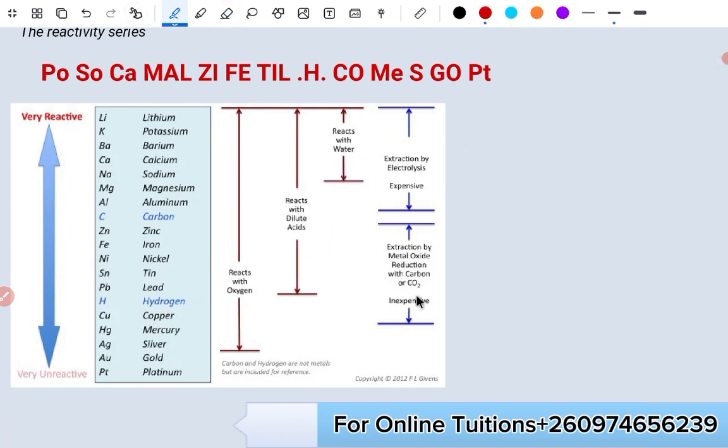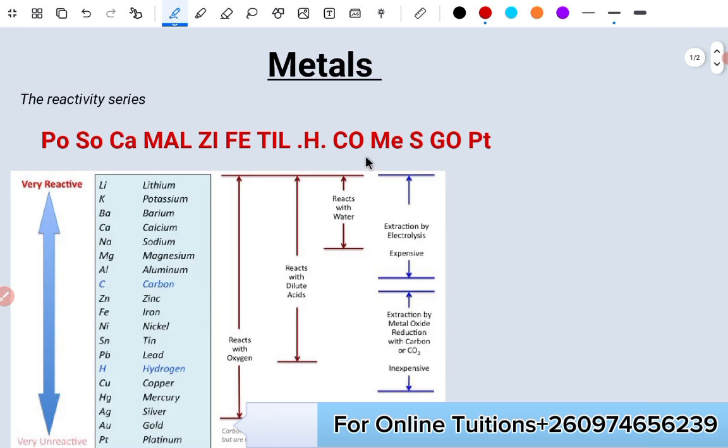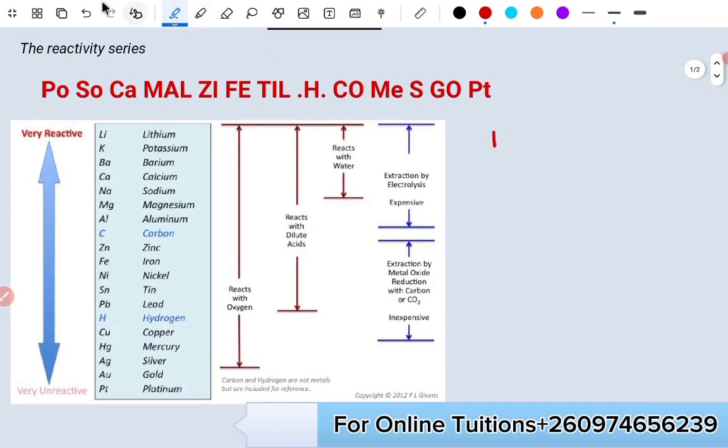Today we're going to go into the extraction of metals, and we'll definitely look at the extraction of a metal called aluminium. But before we go there, like I said yesterday, carbon is placed here for a reason: the metals that are above carbon, all these metals, aluminium, magnesium, sodium, calcium, barium, potassium, lithium, can only be extracted by electrolysis.